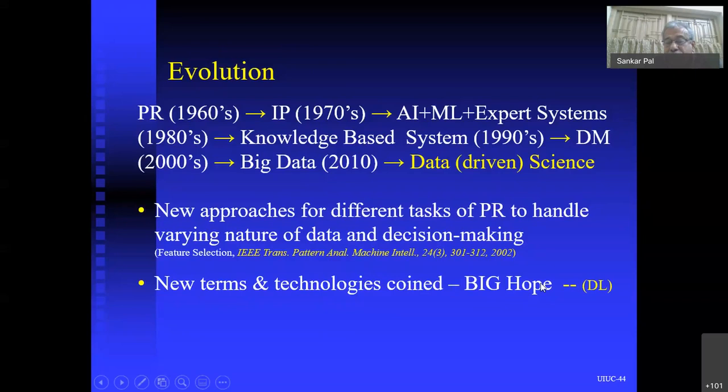So new terms and technology coined with a big hope for deep learning, but with a caution. Why caution? If you look at the neural networks, when it started in the 80s, the big hope, so many journals. Too much expectation. After 10 or 12 years, the subject died. Many journals have changed their names. IT Transactions on Neural Networks changed its name to Neural Networks and Learning Systems. They are publishing support vector machine papers. Neural Computing and Applications, they are publishing other papers because the journal name cannot be changed.